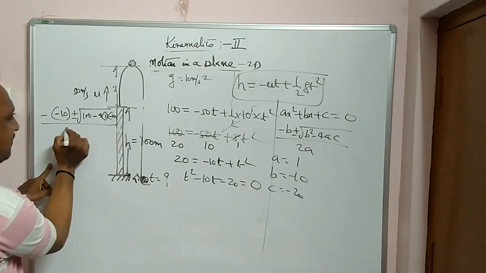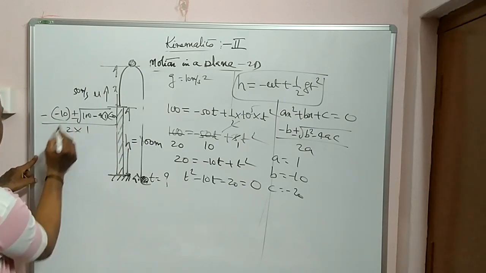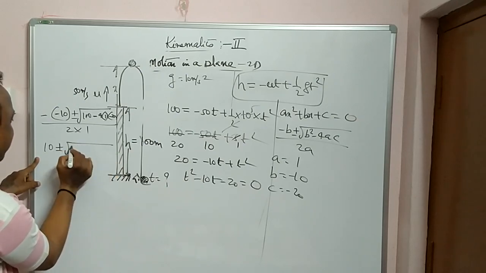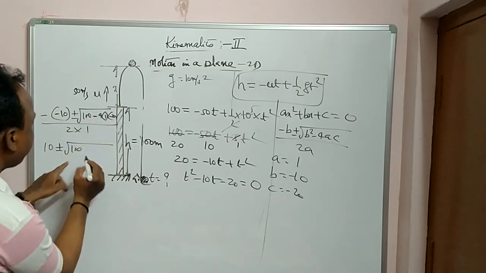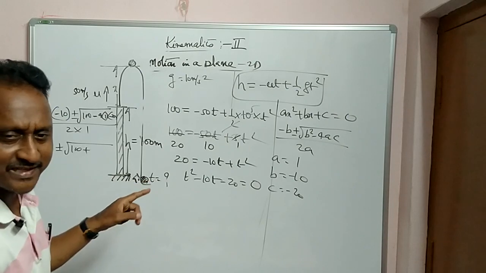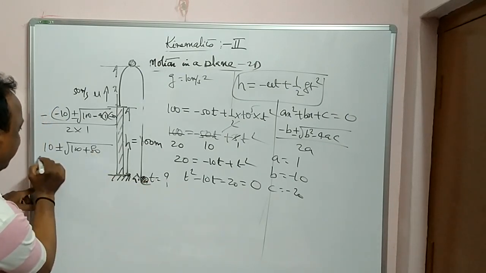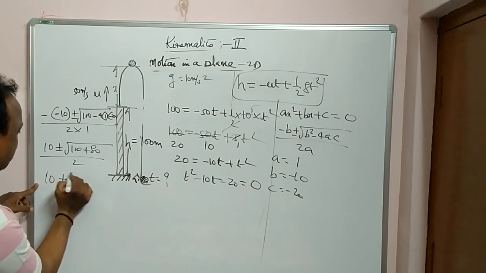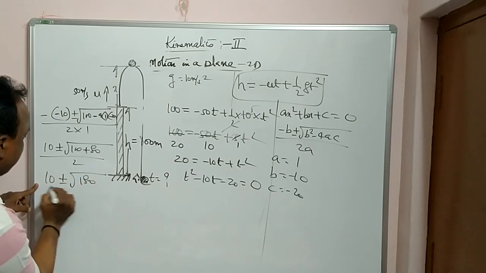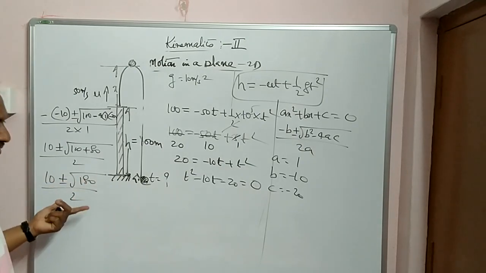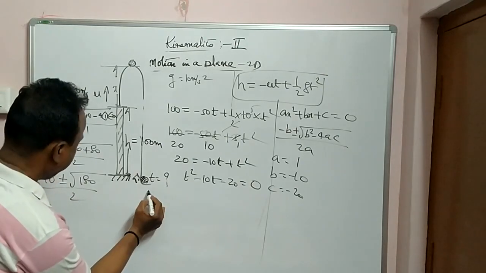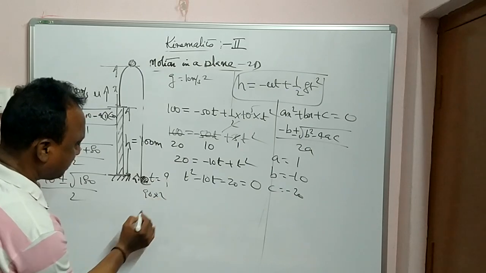So the top portion, what will be the value? Minus times minus becomes plus, so 10 plus or minus root of 100 minus into minus plus 4 into 20, how much? 80, by 2. So in the numerator I have 10 plus or minus root 180, by 2. Do you have any roots for 180? How can you write 180? 9 into 90 into 2.